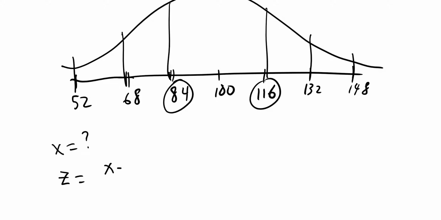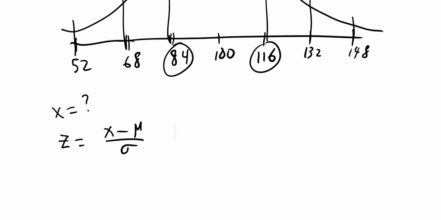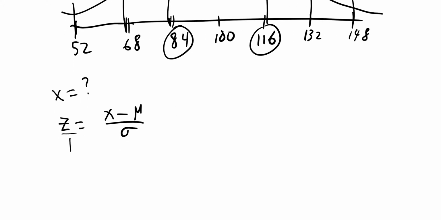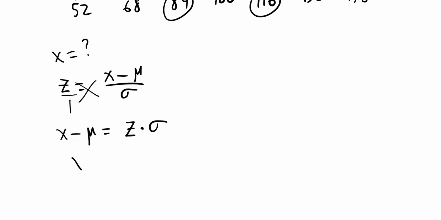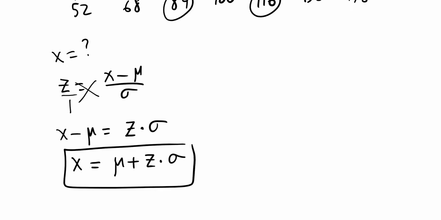If we go back to the formula, X minus mu over the standard deviation, and cross multiply like this. So X minus mu equals Z times the standard deviation. And add mu to both sides: mu plus Z times standard deviation. So if we know the Z value, the standard deviation, and the mean, we can find the X value. So this is kind of backwards. Before, they gave us X and we found Z. Here they give us Z, and you need to find X.